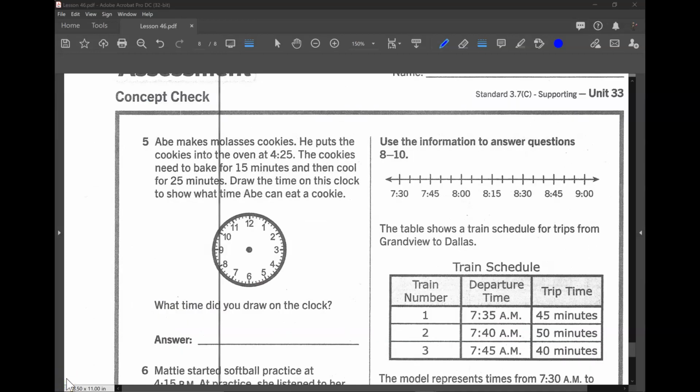All right, last page. Now, this last page is going to be a little more challenging. You're going to have to write in the answers. So it's going to be a little more challenging.